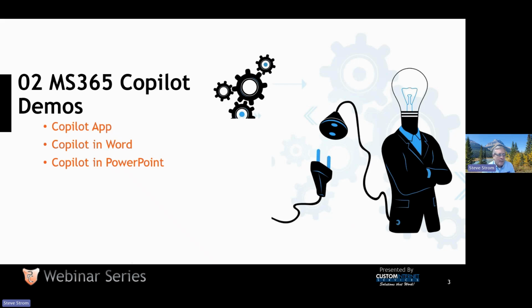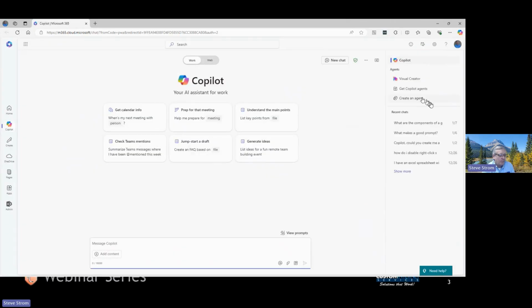So let's begin with the Microsoft 365 app. If you've got Microsoft 365 Copilot as a subscription, you have access to this web app. And the access to this web app basically gives you an interface where you can do a whole slew of things and ask a whole lot of questions. One thing you can do with Copilot is ask Copilot how to use Copilot.